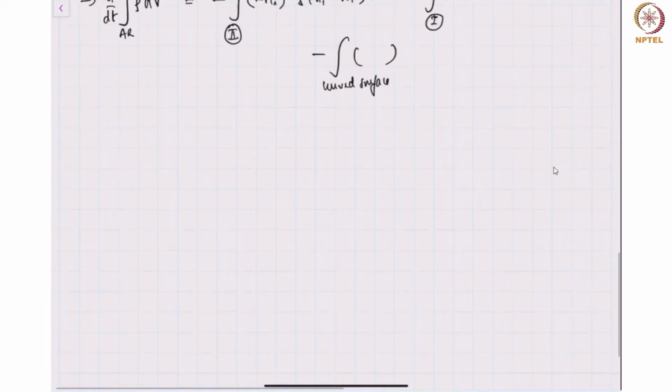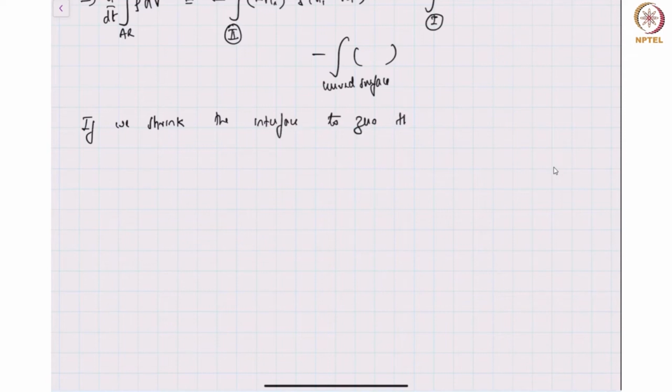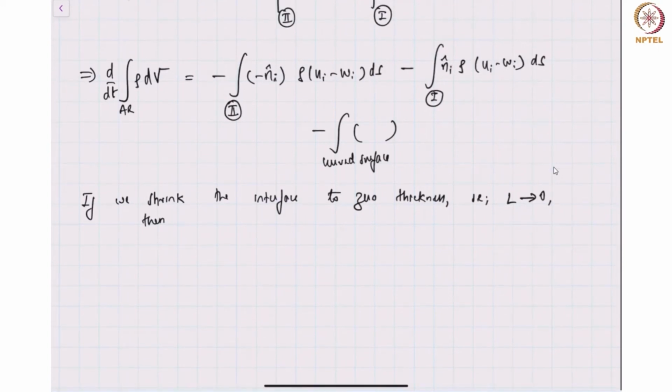Okay, so now we have, if we shrink the interface to 0 thickness, that is, if I say that L goes to 0, then straight away you can see from this integral, the left hand side is a volume integral. Volume or integral of volume. What is the volume here? This is the volume inside this small tiny cylinder, but the volume itself is going to 0. Okay, so LHS goes to 0.